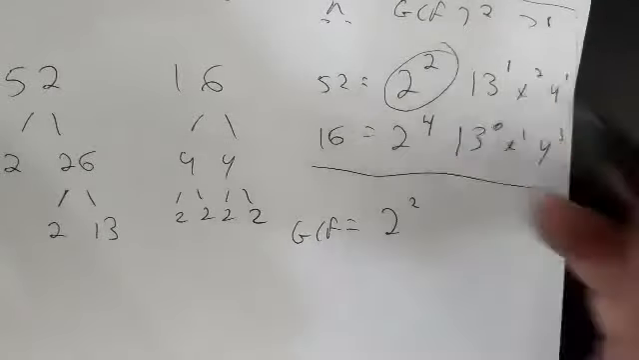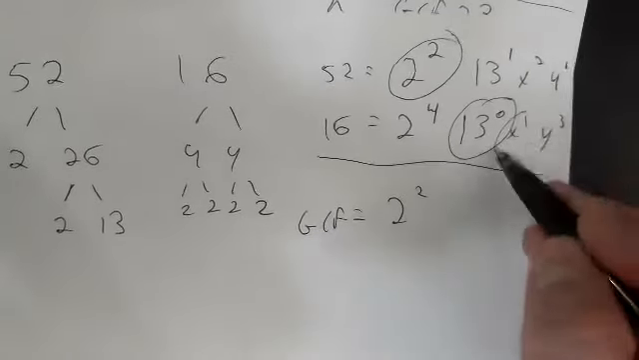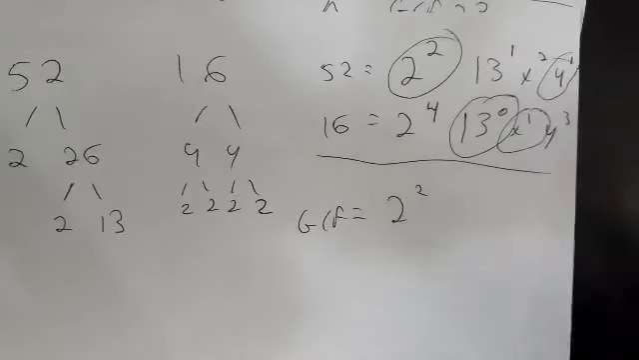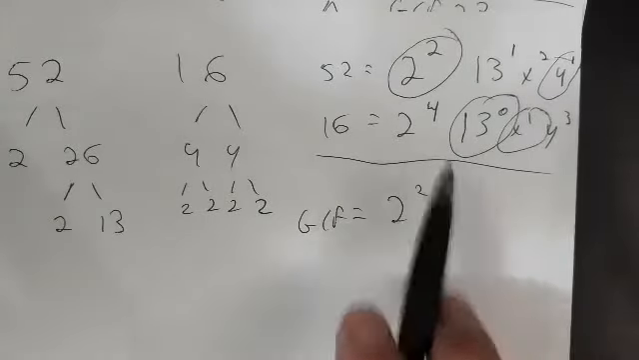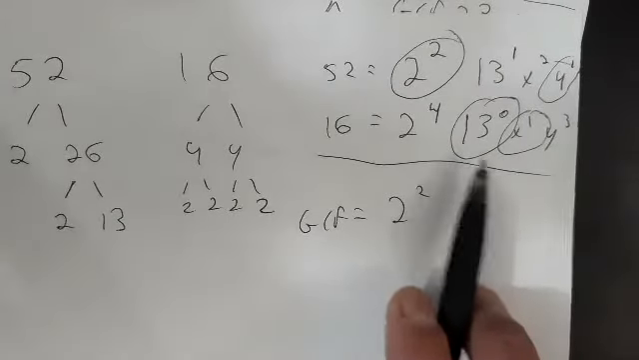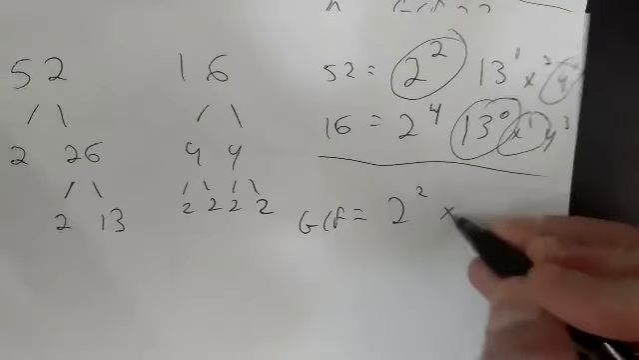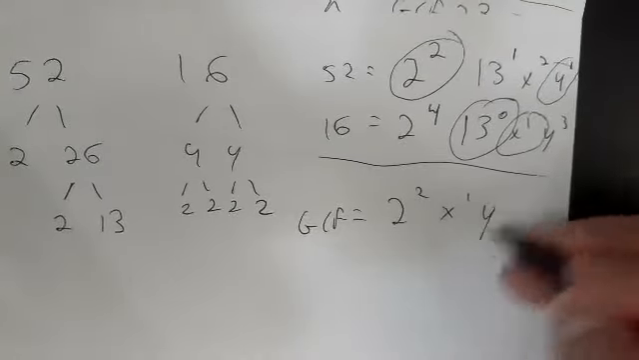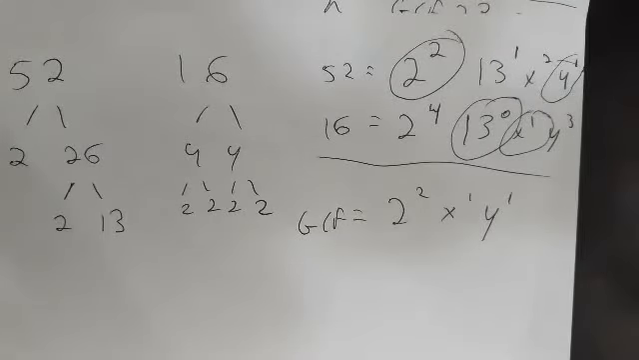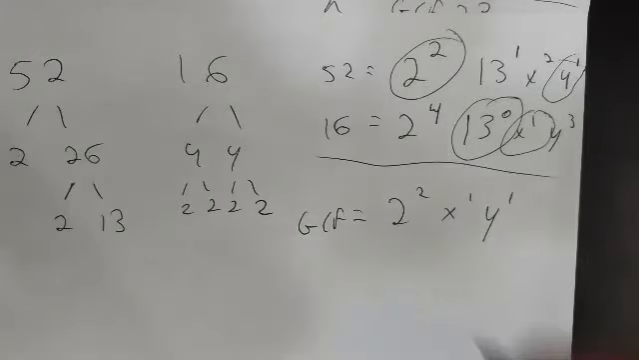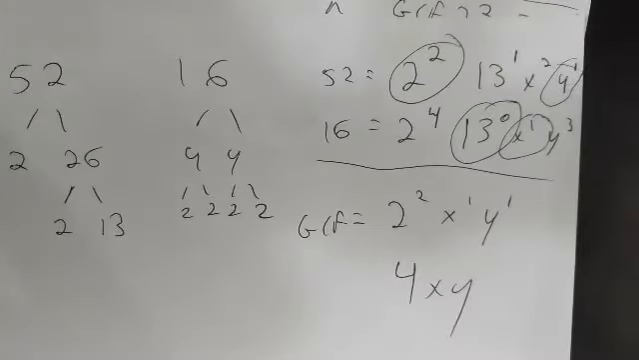So I'm always circling the smallest exponent. Same thing with my variables. I'm always circling and taking down the smallest exponent. So I'm not going to write this again. This is just a stupid way to write 1. This is x to the first, this is y to the first. Okay, so maybe clean it up. What this is, 4xy, I believe. So that is my GCF.